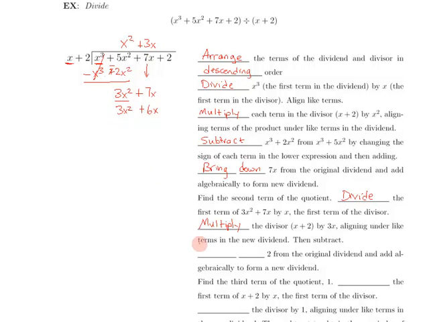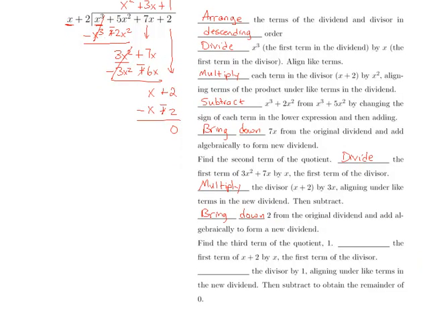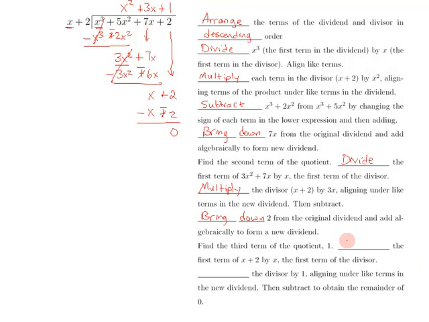Then subtract. Actually, I was skipping ahead here. Next thing we do is subtract. Minus 3x squared, subtract out. 7x minus 6x is just 1x. Bring down the 2. Divide x by x. We're going to get plus 1. 1 times x plus 2 is x plus 2. Change the signs, and you get 0. So I went a little bit fast here, but you bring down the 2. Find the third term of the quotient, which is 1.